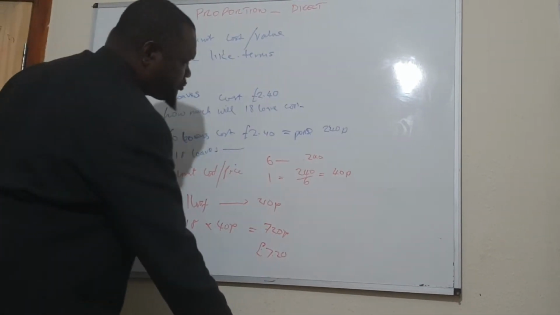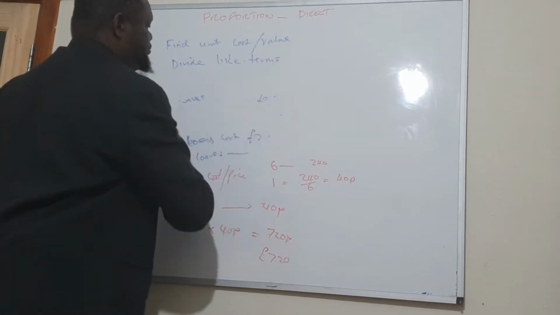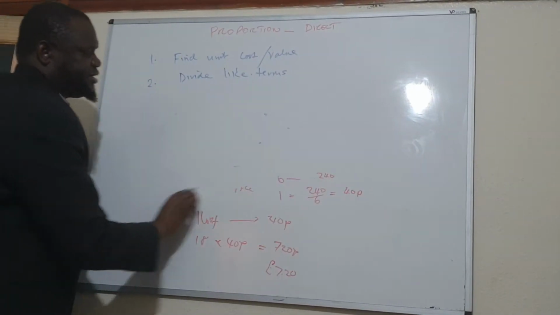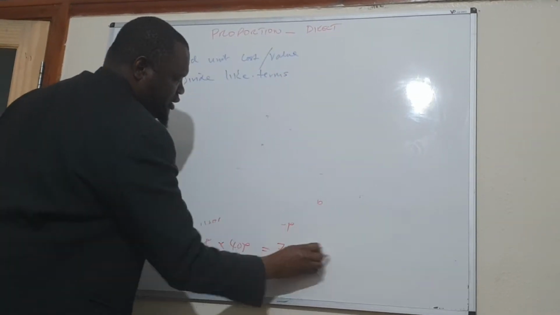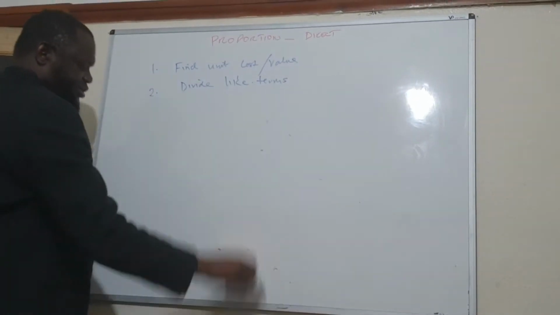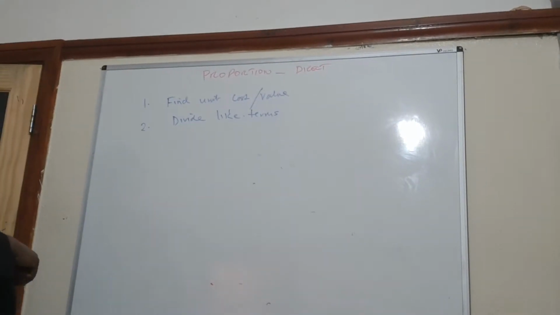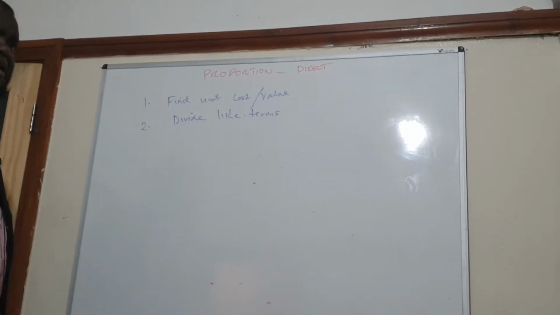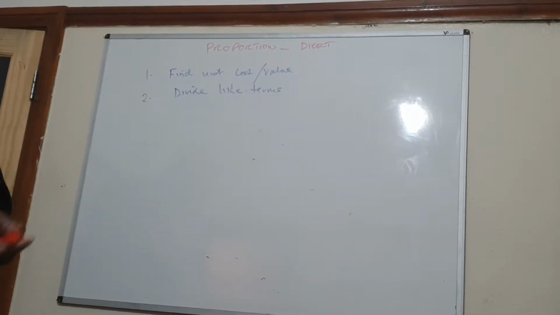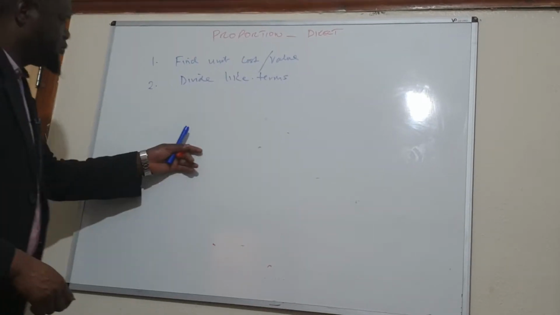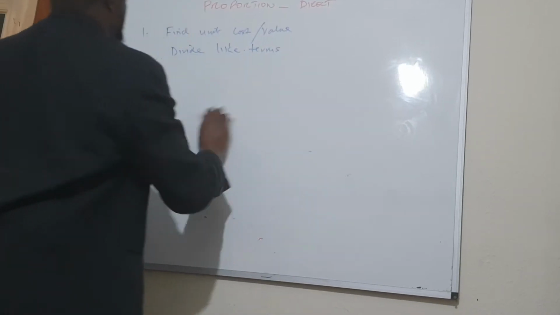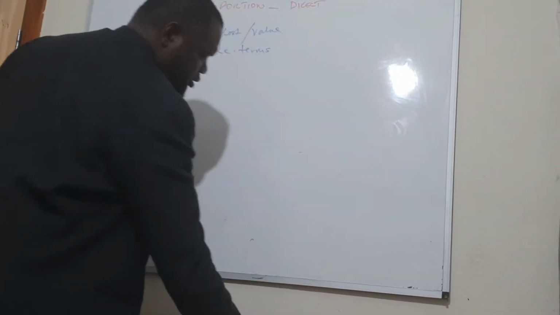There are a lot of examples like this. Now, most of this direct proportion has to do with cost, but time or speed will be indirect or inverse proportion. That is called unit cost.